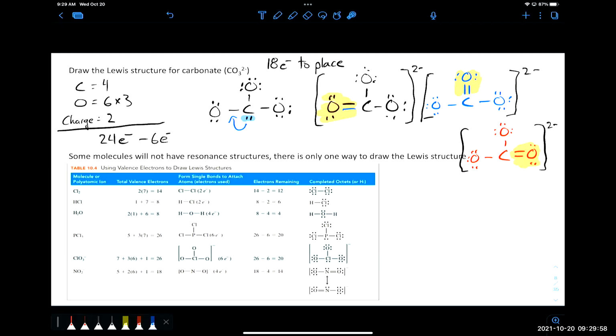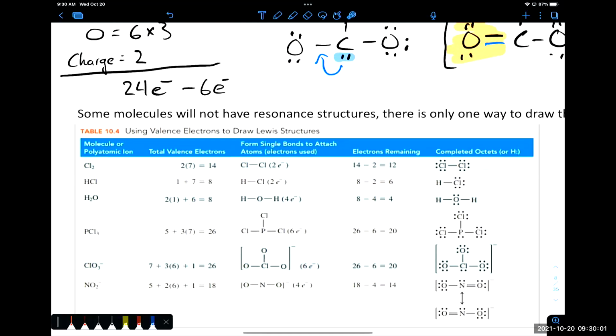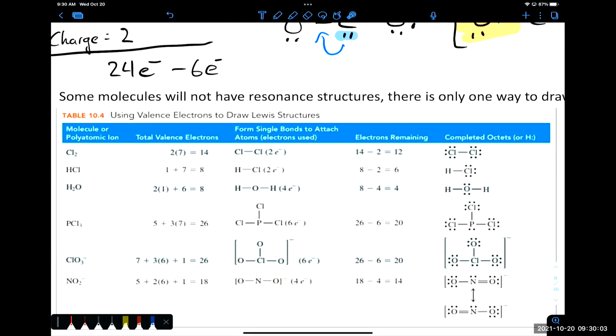So let me zoom in on this table here a little bit. If we look at something like chlorine, that looks a lot like other ones that we were drawing before. There's only one way to draw that. You can't draw it a different way. This hydrochloric acid would not have a resonance structure. You could draw this hydrogen on the right side instead, or on the top, or on the bottom, or really at any angle in between. But it's still essentially the same thing.